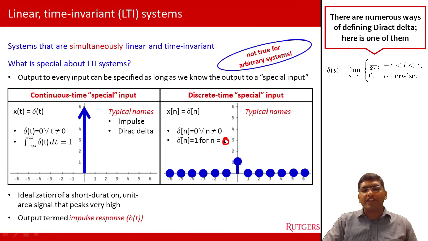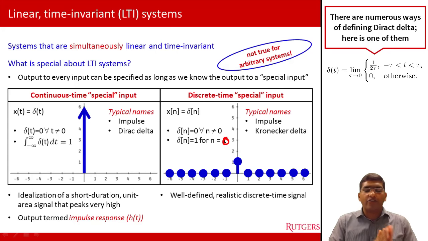Now, typical names for this discrete special input: impulse, just like the continuous case, or Kronecker delta. Unlike the continuous time case, this delta function, this impulse, is very well defined in discrete time. You can produce it because there is nothing undefined in here. It's 0 everywhere except at n equal to 0, where it is 1.